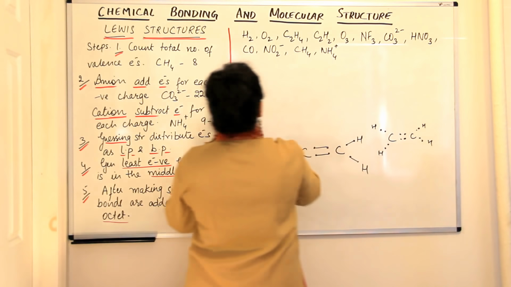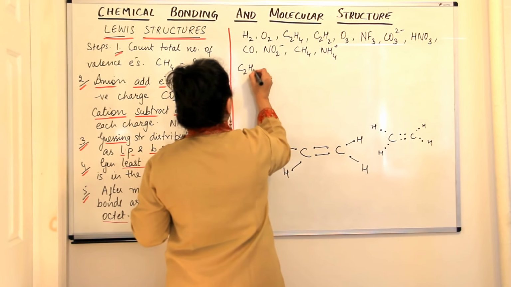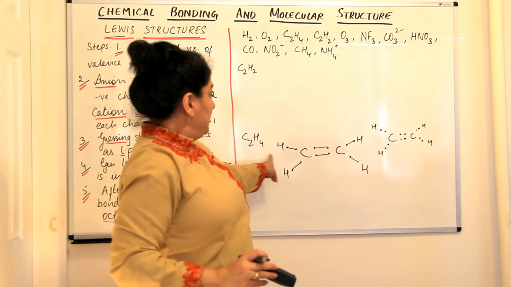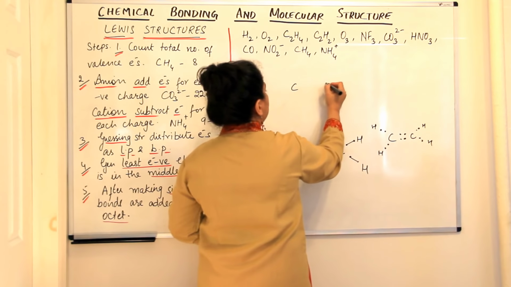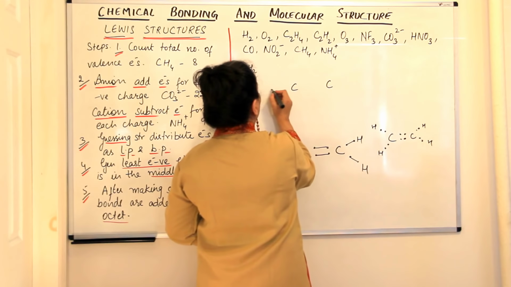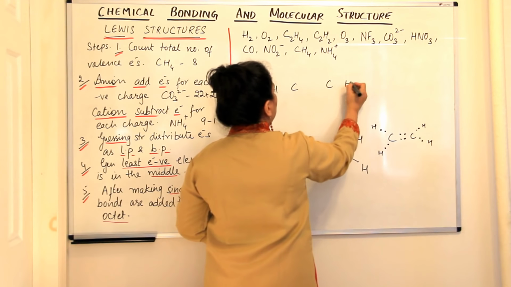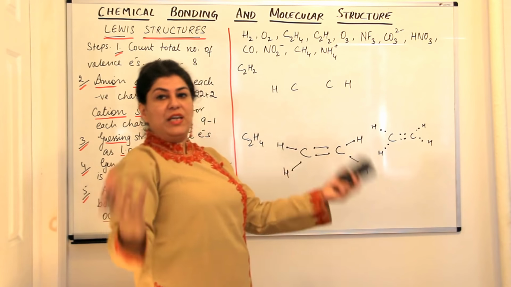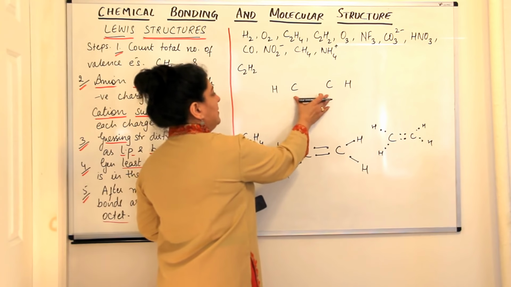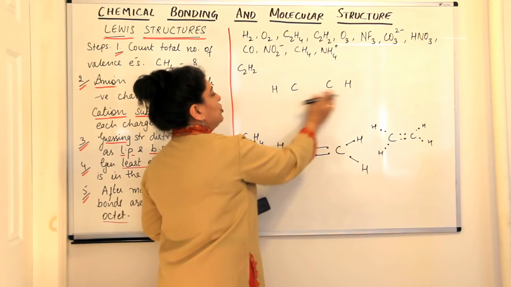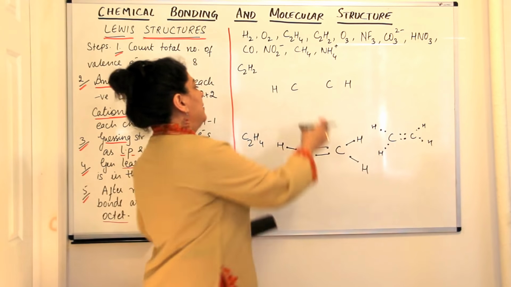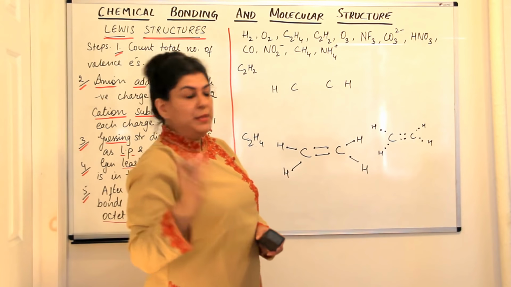Ethyne is C2H2. Now, again, similar to this, there are two carbons and I'll place the two carbons like this. And now we have only one hydrogen for each. So we make the two hydrogens on both the sides. We give each carbon one hydrogen. Hydrogen is actually the more electropositive element, but since hydrogen is always on the ends, carbon would be in the middle.